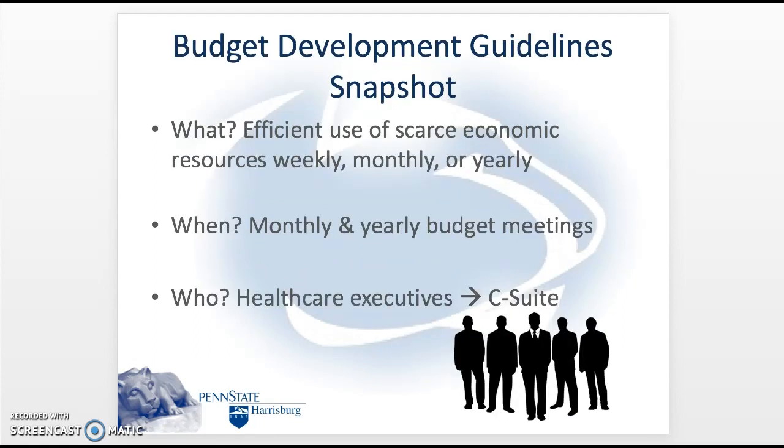So first of all, we need a little background information on what exactly a budget is and when it's done. So first of all, the what. A budget is the efficient use of scarce economic resources weekly, monthly, or yearly. These can occur in monthly and yearly and even weekly budget meetings that include the healthcare executives or the C-suite, so the CEO, CFO, and CNO, for example, of these healthcare systems, and it will also include higher up management in all of the varying departments such as neurology or women's health.